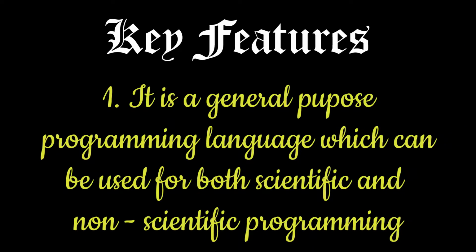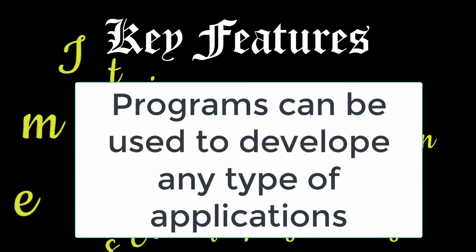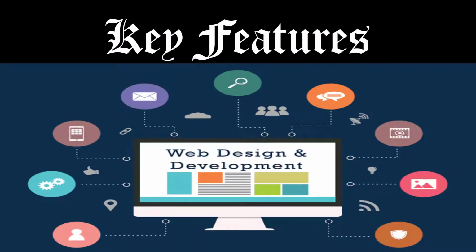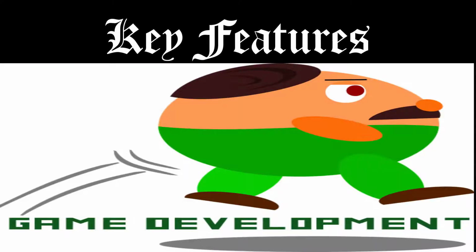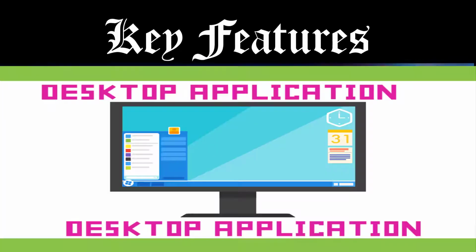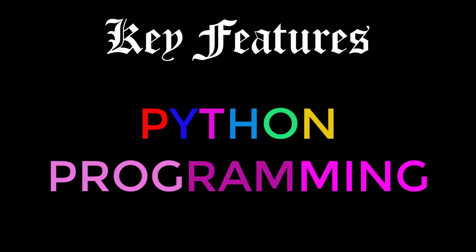Now let's see the key features of Python. It is a general purpose programming language which can be used for both scientific and non-scientific programming. Here general purpose means this language can be used to develop any type of application, such as web development, machine learning, data analysis, scripting, game development, embedded applications, desktop applications. So a question may rise, what not? Whatever application you want, we can develop using Python programming. So it is a good idea to study Python programming.